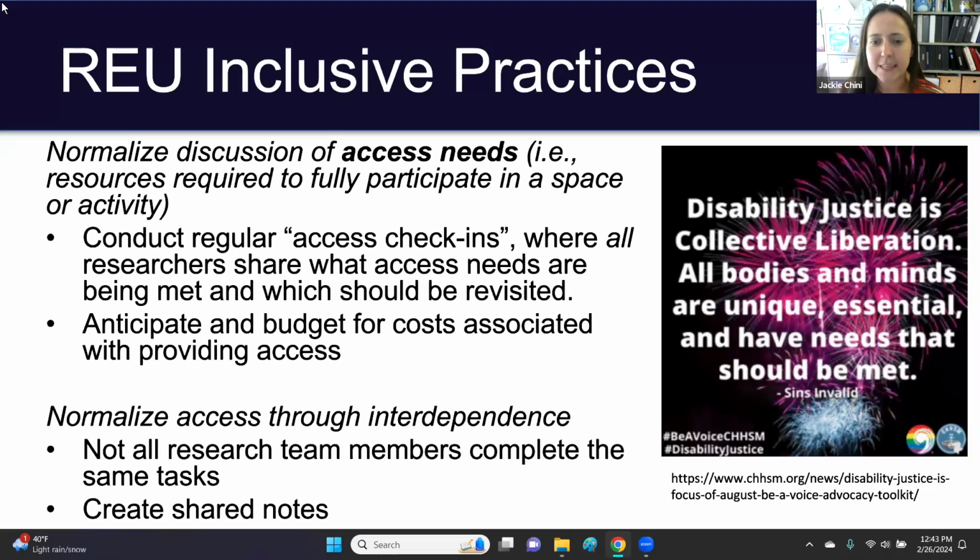And like we said, this idea of shared notes is also an idea of interdependence. Some of us may have better focus during a meeting, and we can share that with other group members by keeping notes.